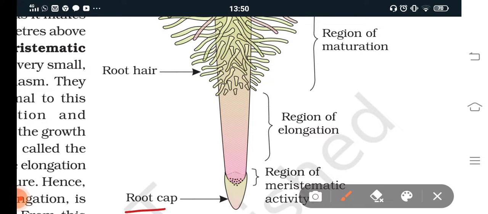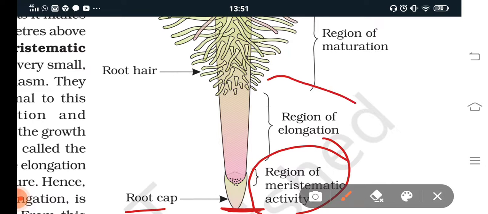Okay, and this root cap is a very thimble-like structure. It protects the tender apex of this root as it makes its way through the soil. A few centimeters above this root cap is the region of meristematic activity, and the cells of this region are very small. They are thin-walled and they have a dense protoplasm. They divide rapidly.